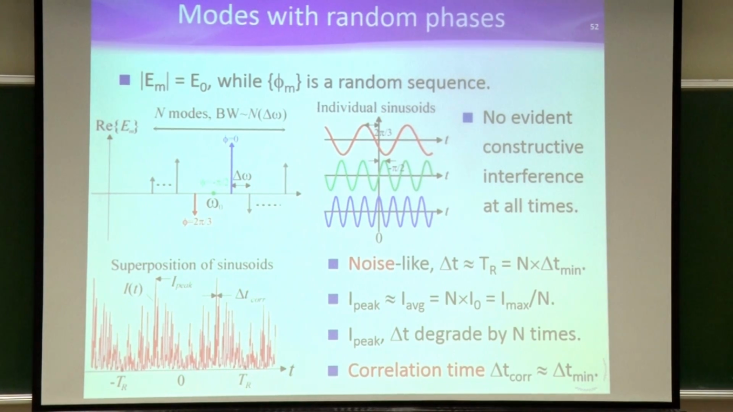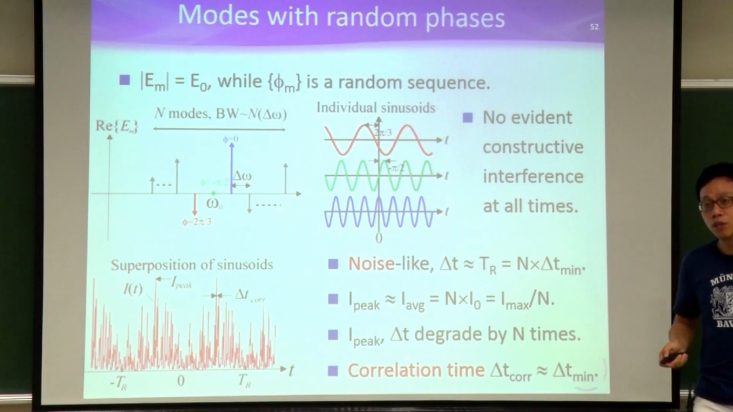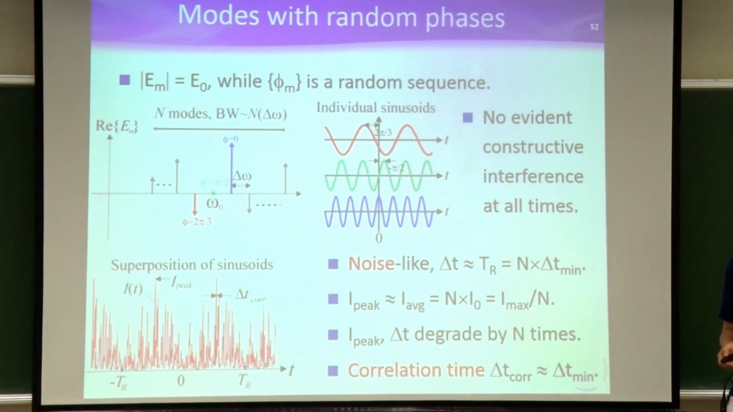So what does the broad bandwidth contribute in this case? It only contributes to the short correlation time. It's not the pulse duration. Correlation time is the width of each noise-like peak. The broader the bandwidth, the narrower each noise-like peak could be. But overall, there is no clear pulse at all. Okay, so you have to tell the difference between the correlation time and the pulse width. Okay.